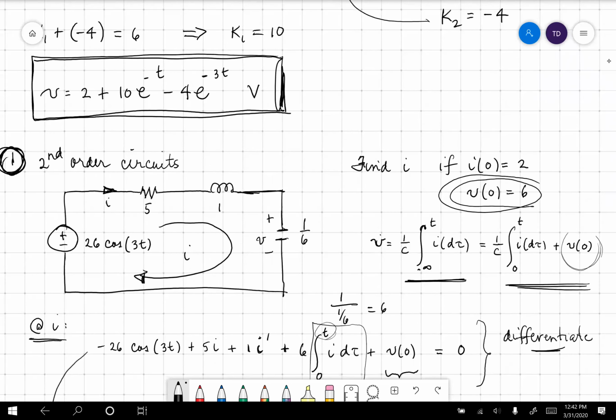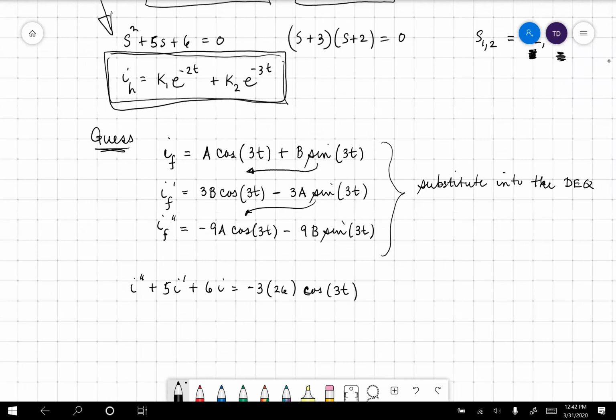Did we do all that correctly? Yep, we took the cosine, took a derivative. It's the sine of 3t. Okay.